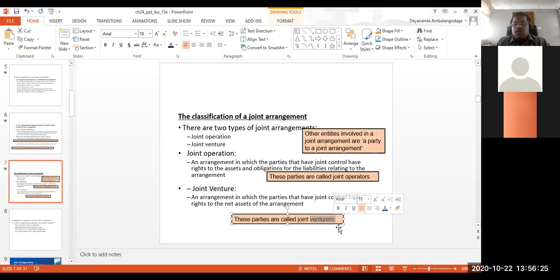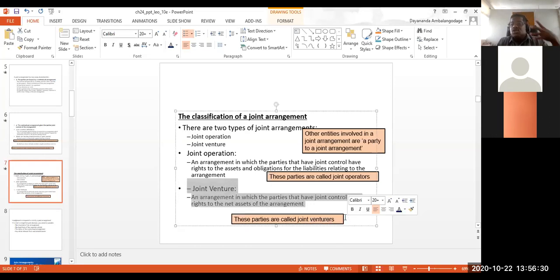But we are not covering this part. We have covered it in LKS 28. We account for it under the equity method. Why? Because you have a right to the net assets of the arrangement, which means your right to the equity, an equity investment. That's why we are not covering it here. So in this session, we will just look at the basic accounting for joint operators.